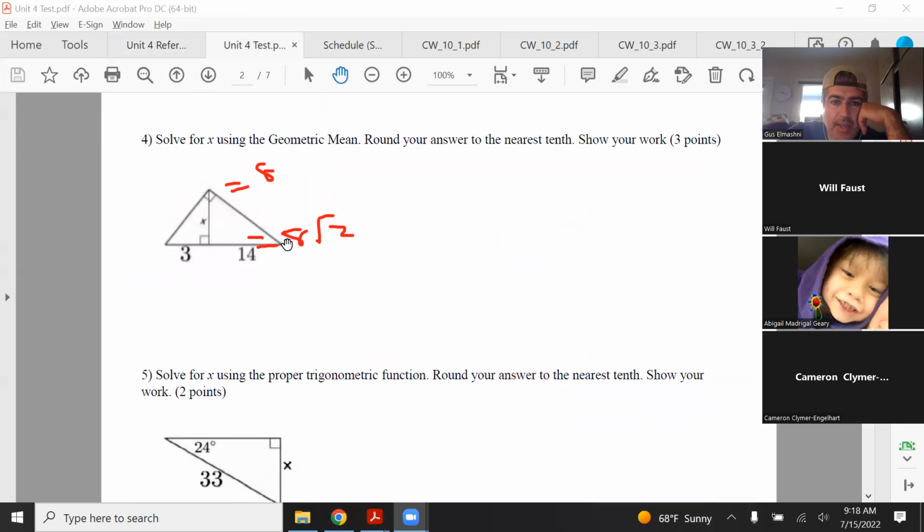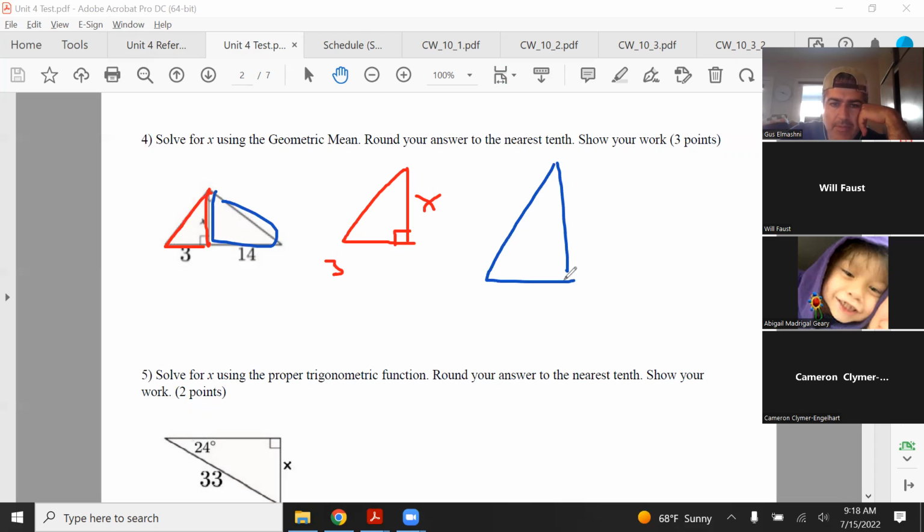Number 4 is a little tricky. It's one of the harder concepts, I feel, of geometry. But if you were to redraw these two triangles, this is going to be this one right here that I just traced in red. And this one I'm going to trace in blue. I'm going to reorient it like this, where I rotate it 90 degrees counterclockwise, and that's x.